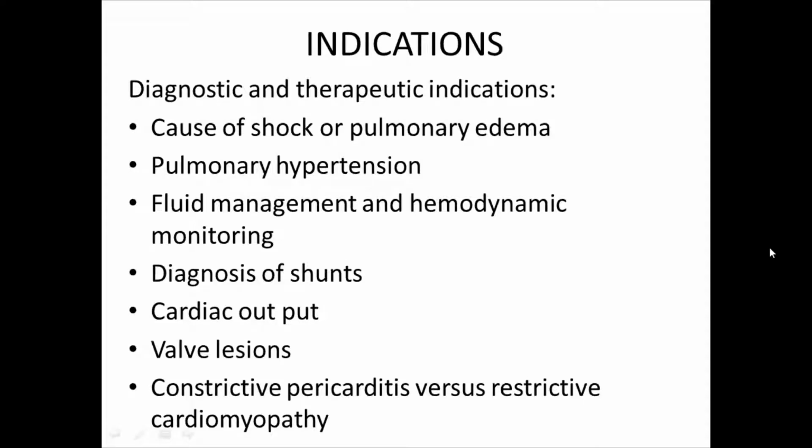Hemodynamics is also indicated for diagnosis of shunts. This could be intracardiac or extracardiac, left to right or right to left shunt. So hemodynamics helps a lot in studying shunts. Also, one of the major uses of hemodynamics is to measure the cardiac output, and this will be a separate topic. There are many methods for calculating cardiac output using hemodynamics. Also to assess valve lesions and their significance or severity.